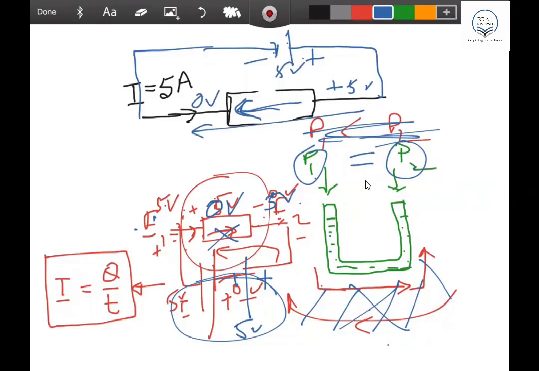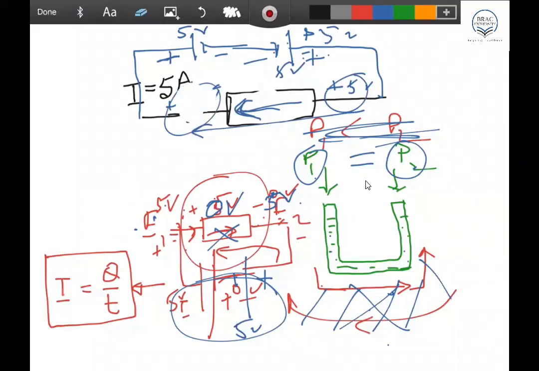I told you that if there is another battery you connect here, this one here and this one here, then this is negative, positive and this is 5 volt. Then what happened? This is positive 5 volt here, this is plus 5 volt here. Both sides of the conductor are plus 5, right? It's not 0 now, this is 5. Do you understand it?